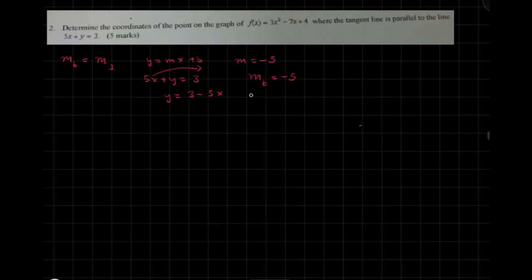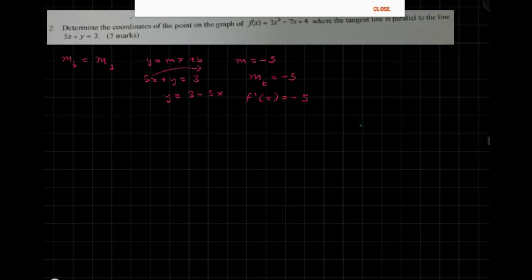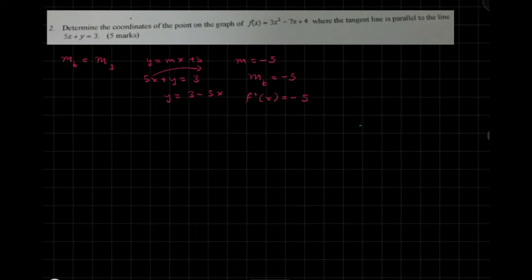We know that the slope of the tangent is basically the first derivative function. So we want the first derivative function of f of x, f prime of x, to be equal to negative 5, and we want to solve for the coordinate, all right? So to solve for the coordinate, let's find the derivative function. We're going to be using the power rule, so the derivative of 3x squared minus 7x plus 4 is going to give us 6x minus 7.